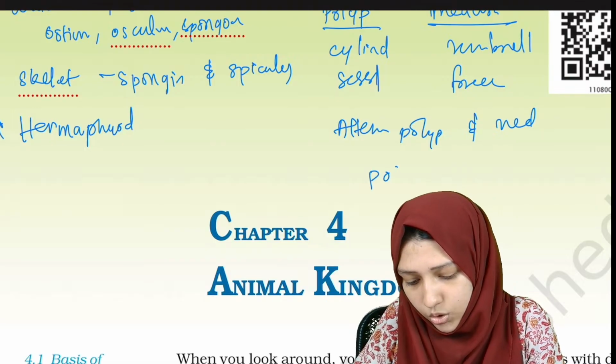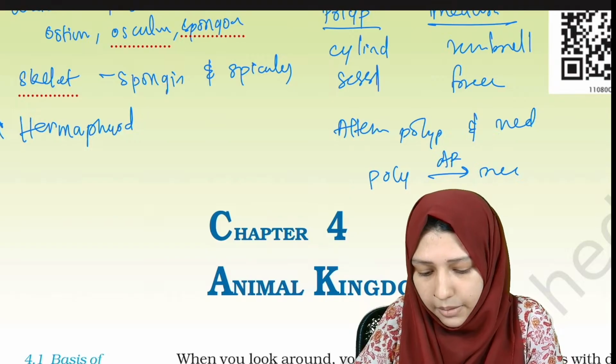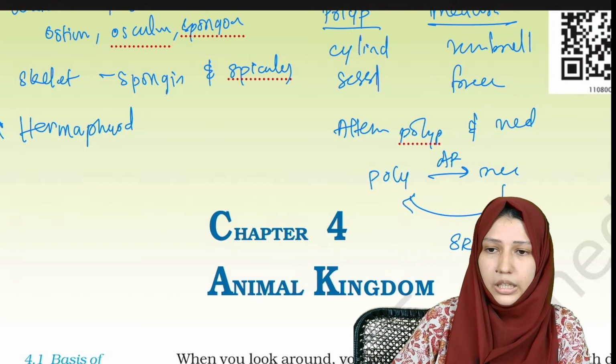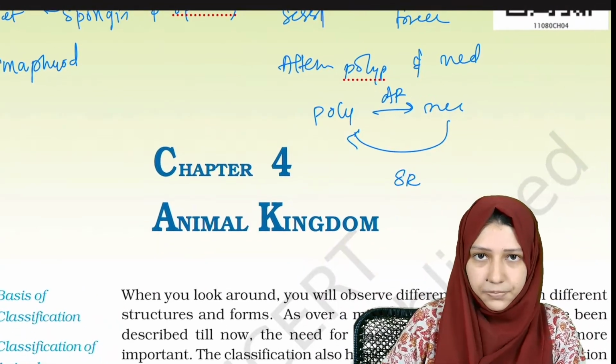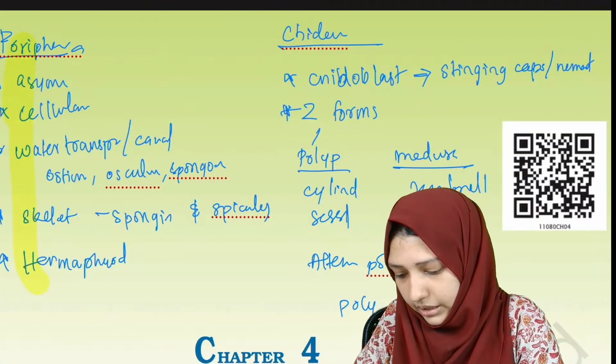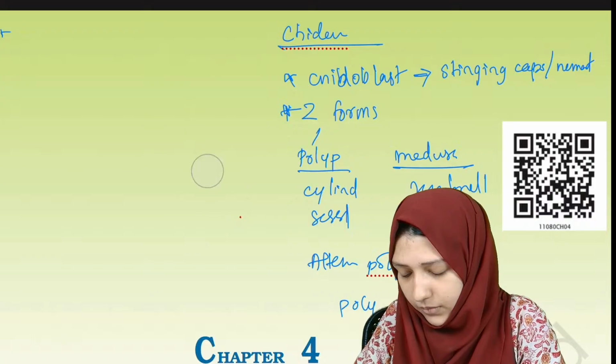Okay. Polyp to medusa, it was asexual reproduction, and medusa to polyp it was sexual reproduction. Clear? Okay. So these two phyla are over. Then next what we studied? The next one we studied was phylum Ctenophora.